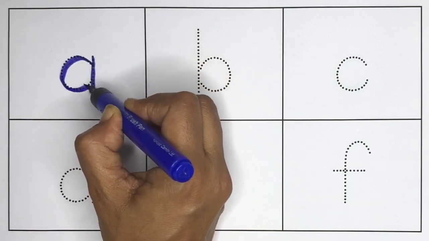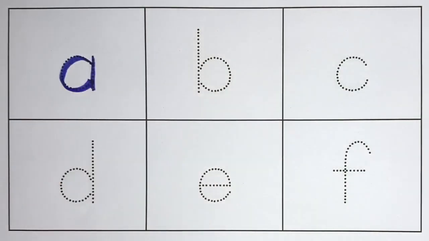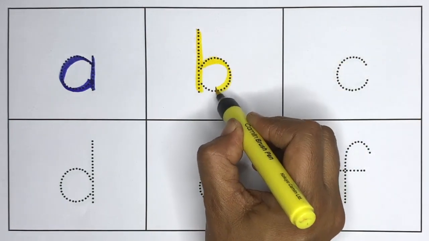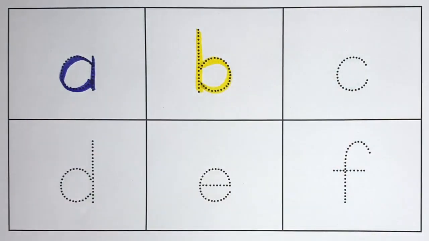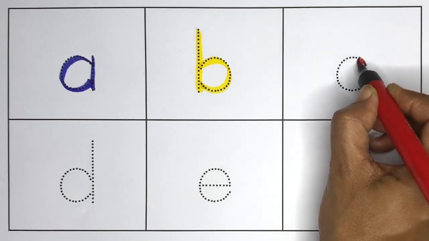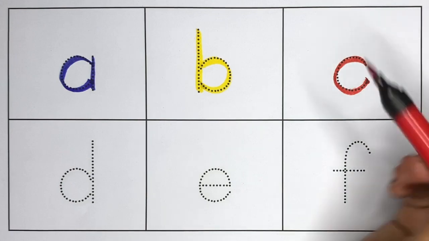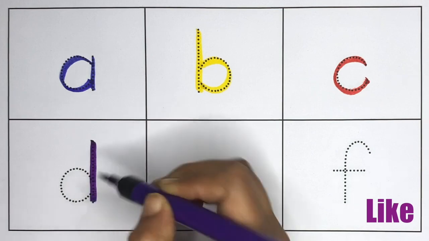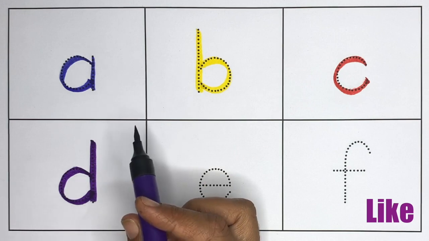A for apple, blue color. B for ball, yellow color. C for cat, red color. D for dog, violet color.